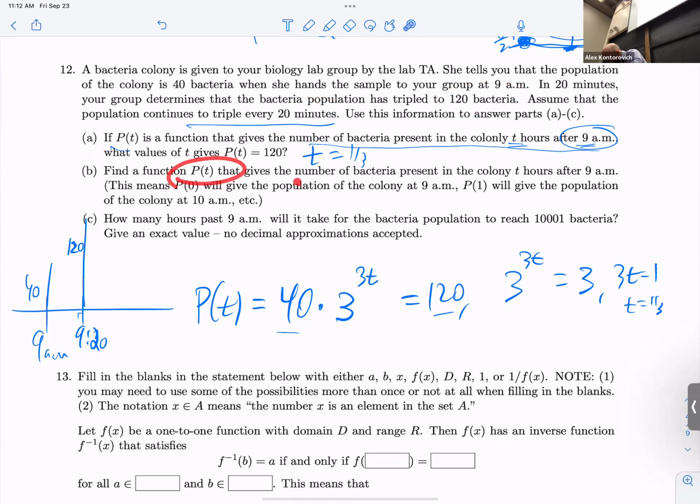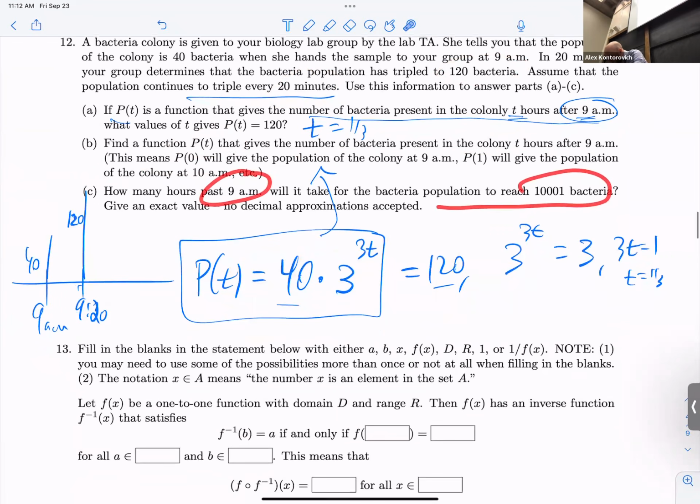B, find a function that gives the bacteria, and so on. Yeah, okay. So that's exactly the function. This is B. How many hours past 9 a.m. will it take for the bacteria to reach 10,001? Okay, so same exact thing. 40 times 3 to the 3T, which I could write as 27 to the T, but whatever, is equal to 10,001.